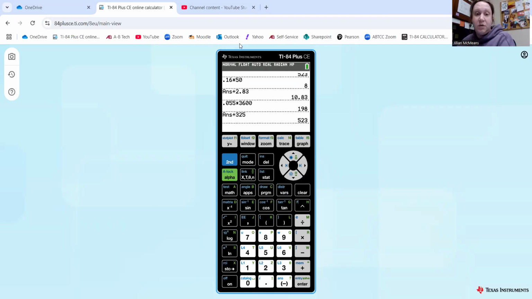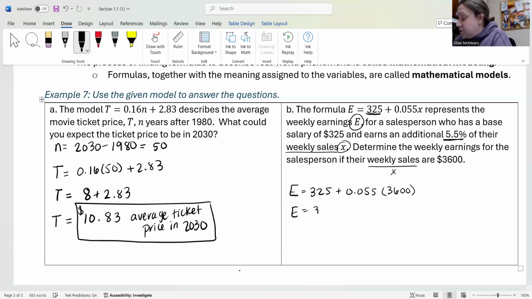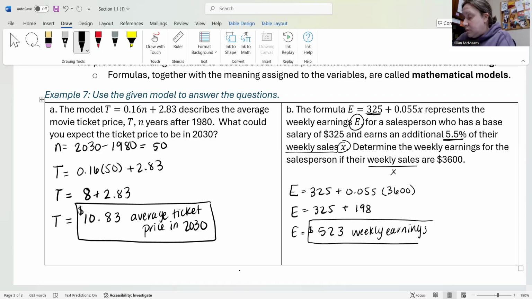So let's go back to the worksheet. So we know they're going to make their $325. We were able to calculate their commission, the 5.5% of 3,600, which was $198. And when we combine those two, this particular salesperson had weekly earnings of $523. And there you have it.